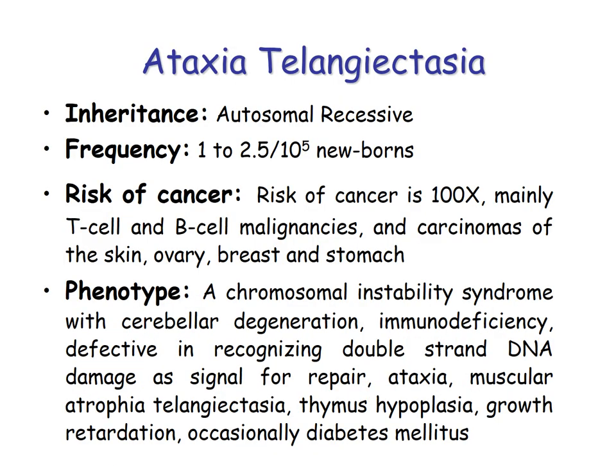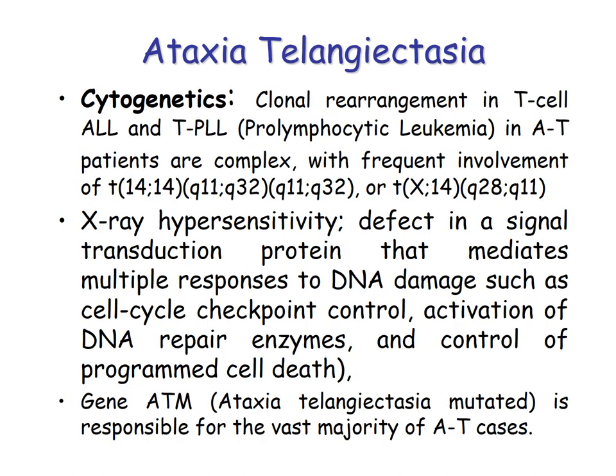So second such example is ataxia telangiectasia, where these people develop T cell malignancy at a high frequency. They are hypersensitive to X-ray, and it is reported that the ataxia telangiectasia mutated gene, ATM, is mutated in the majority of the cases of ataxia telangiectasia.